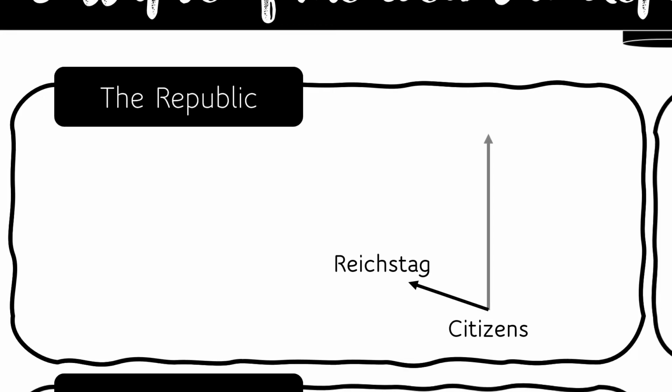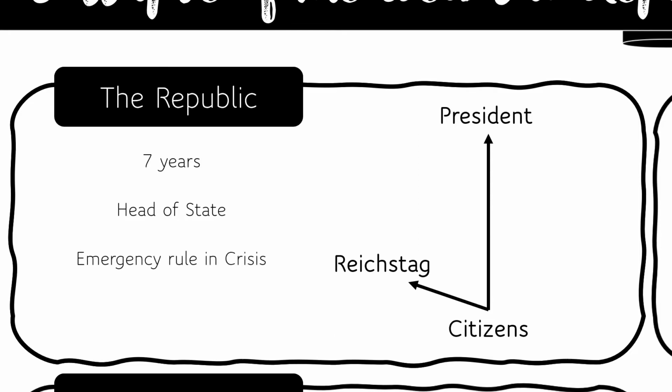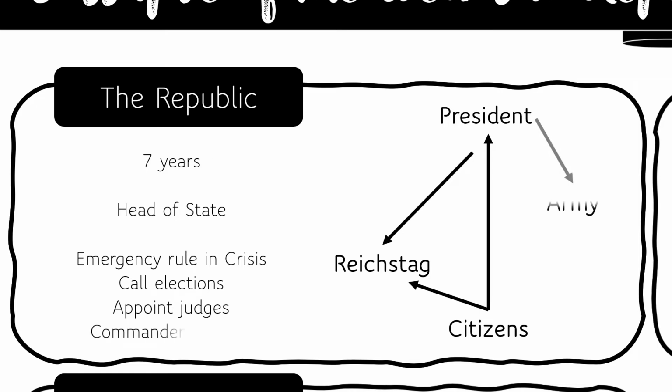The second key instrument of the government that citizens could vote for was the president. They were elected every 7 years and had significant power as the head of state of the Weimar Republic. These powers included, but were not exclusive to, emergency rule without the will of the Reichstag in situations of crisis through something called Article 48. We'll come back to that later. Also, dissolving parliament and calling new elections, appointing judges, and being commander-in-chief of the army.